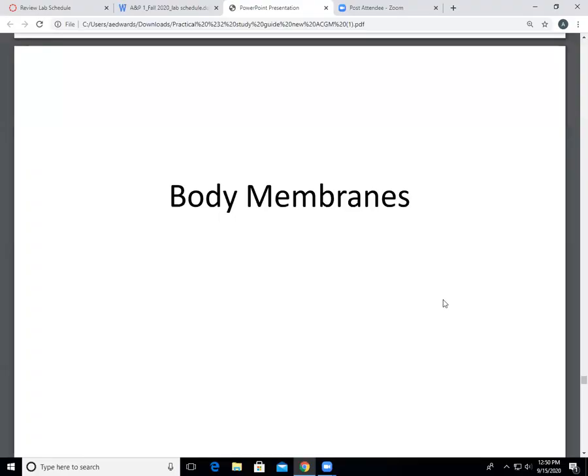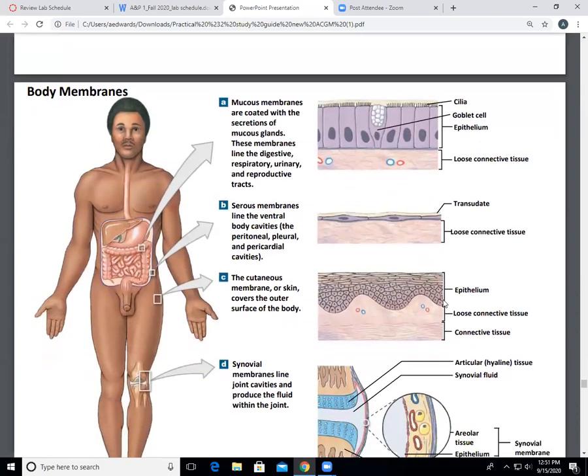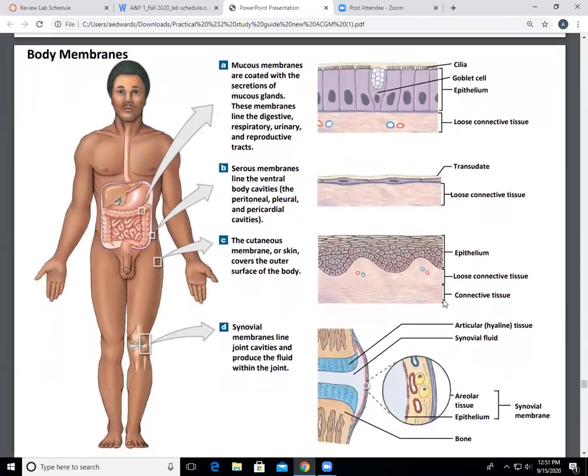All right, so with body membranes, this kind of builds on what we learned with the different categories of tissues. So we have four basic body membranes. We've got mucous membranes, serous membranes, cutaneous membranes, and synovial membranes. Mucous, serous, cutaneous, synovial.